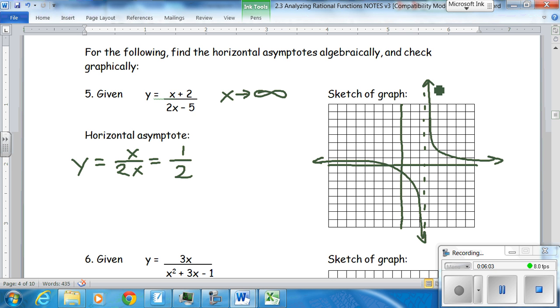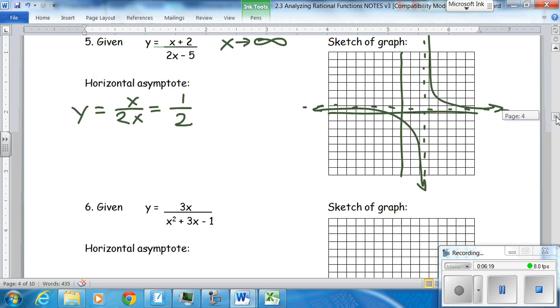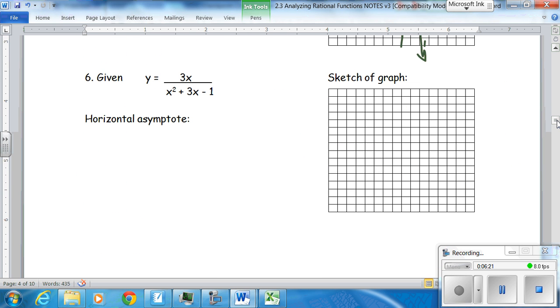Now notice we do have a vertical asymptote, but that was the last section. I'm not concerned about that now. And yes, it does look like there's a horizontal asymptote there. So, if you've got that, go on to part number 6. Do the exact same thing. Pause the recording now. Check it. If you've got this, go on to the next part.